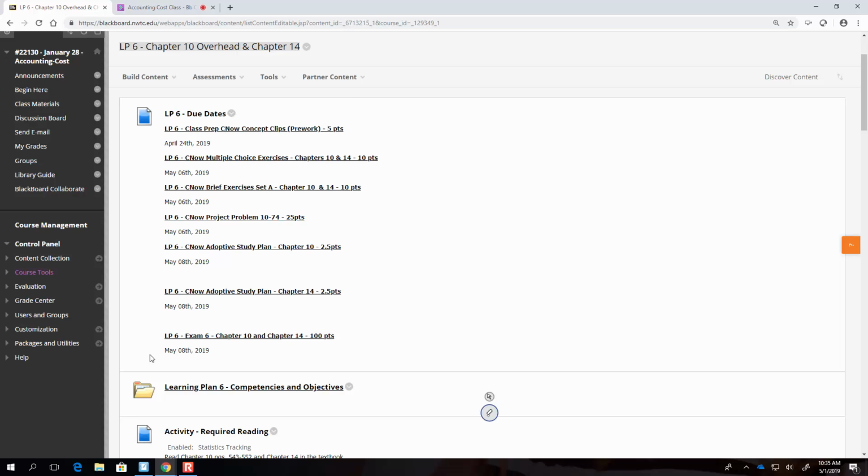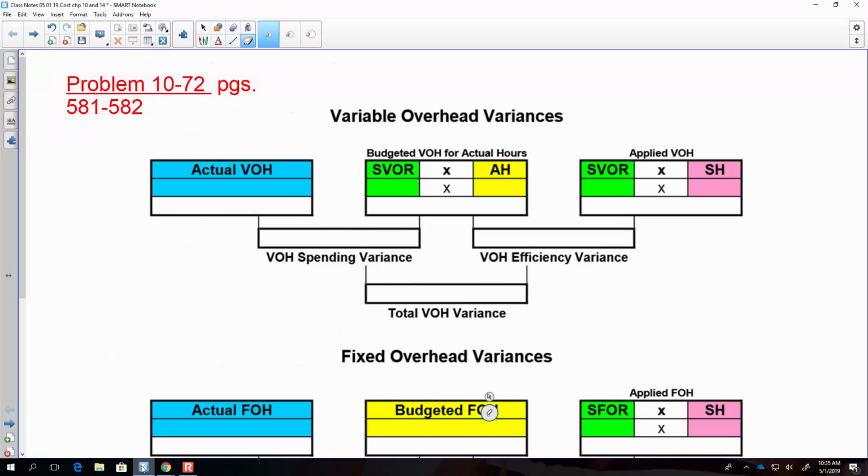All right, so for today then, we'll start with our first problem in chapter 10. I like this one because it's very similar to your 25-point project problem. Remember, that one's the TSA one, so we've got to do well on it. So this is almost a mirror image of that.